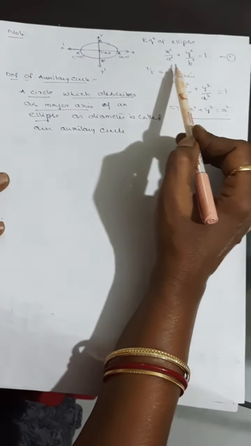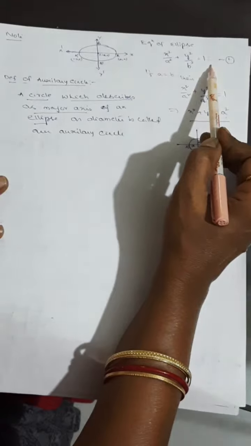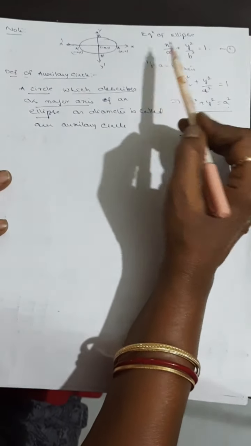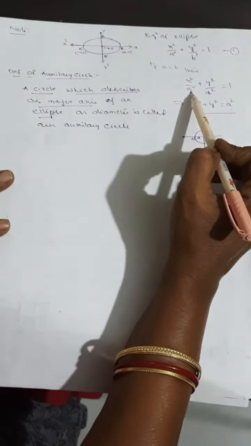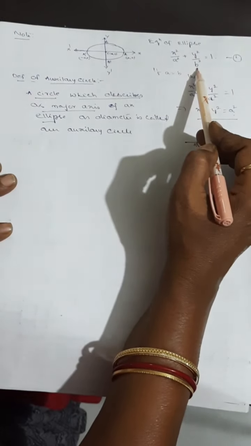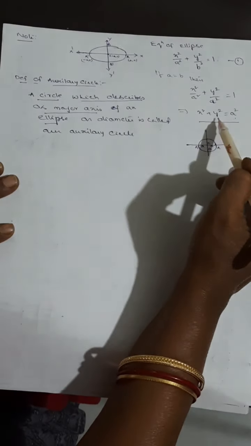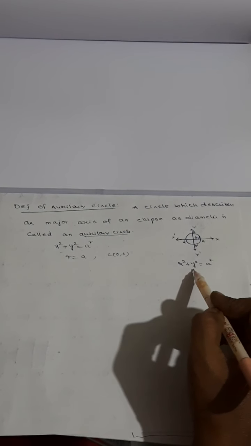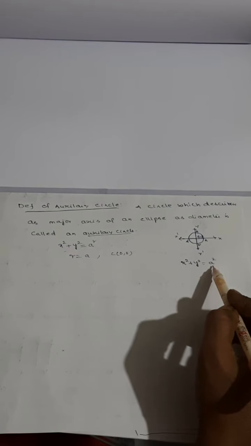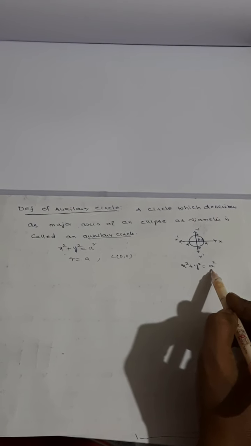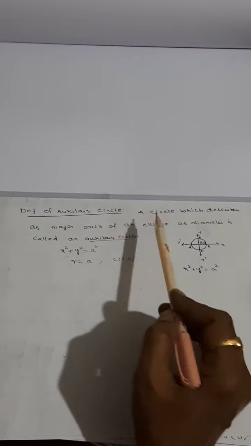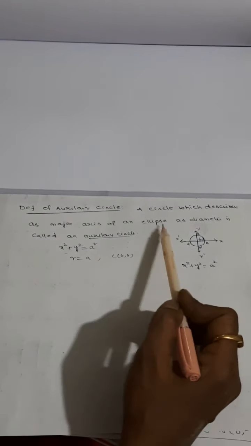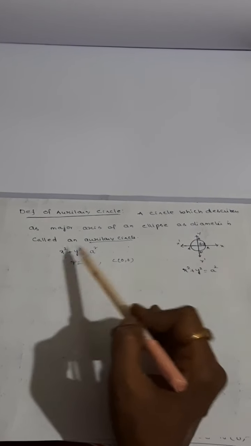Now, a very important note: the equation of the ellipse is x square by a square plus y square by b square is equal to 1. If a is equal to b, then the equation is x square by a square plus y square by a square is equal to 1, that is x square plus y square is equal to a square. So this x square plus y square is equal to a square is called an auxiliary circle. The definition of an auxiliary circle is a circle which describes the major axis of an ellipse as diameter is called an auxiliary circle.